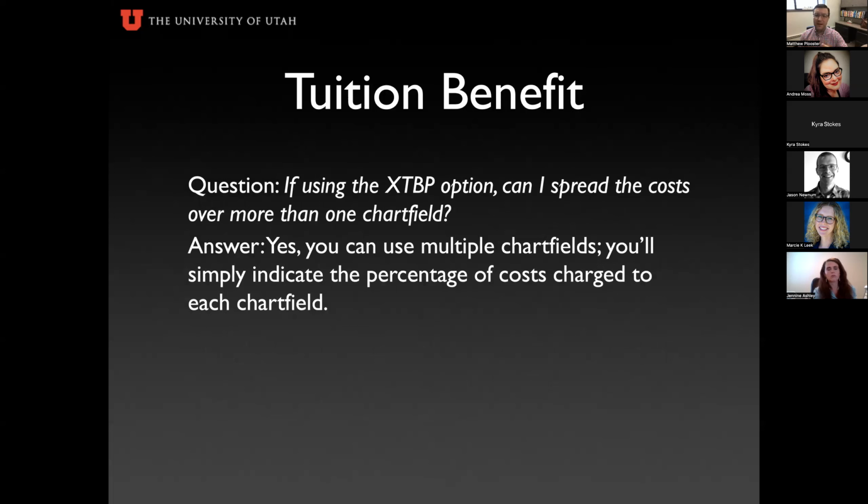If using the extended tuition benefit option, can I spread the costs over more than one chart field? Absolutely. You can use multiple chart fields. You'll simply indicate the percentage that is charged to each chart field. And on the entry page, there will be a little plus button right next to the chart field line, and you just hit plus for every chart field that you need. And you would indicate like 50% to this chart field, 50% to this chart field, or what have you.